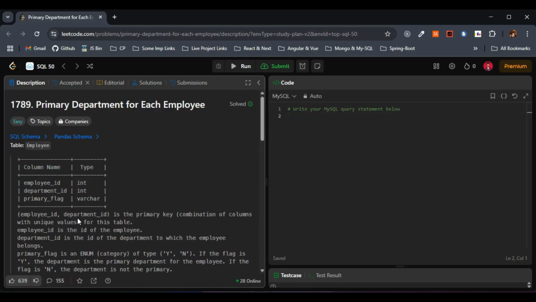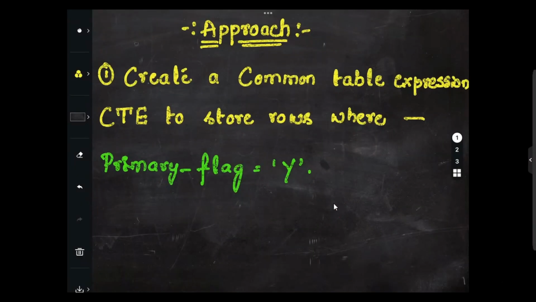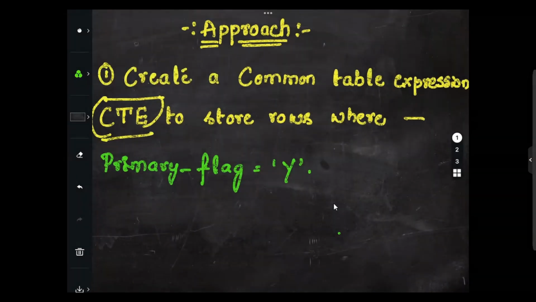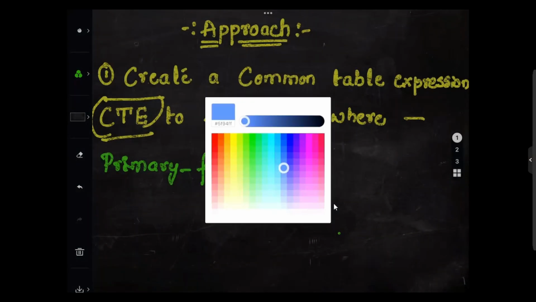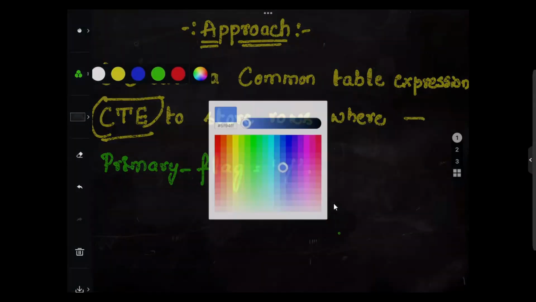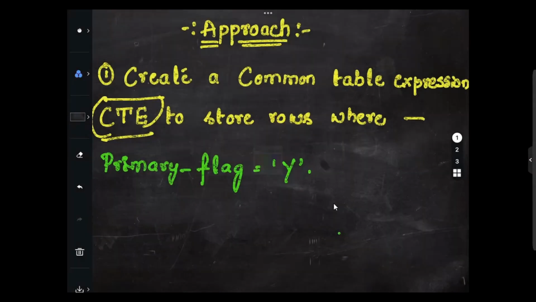So first, as usual, we will discuss the approach, then we will write the query. Let's discuss the approach step by step here. The first step is we will create a common table expression, nothing but CTE. We usually call the common table expression a CTE, right?